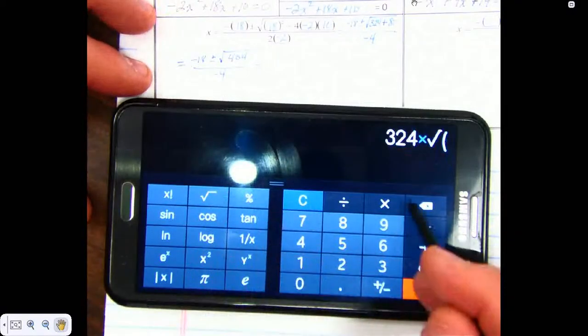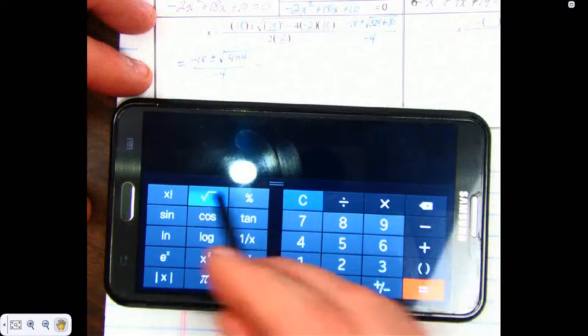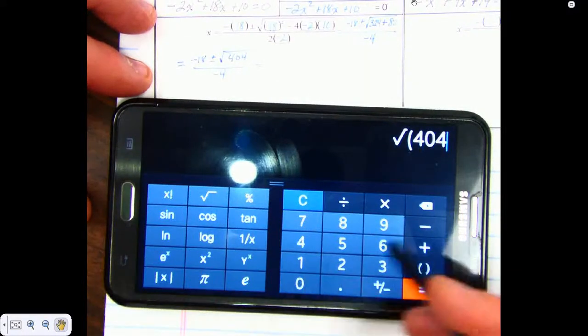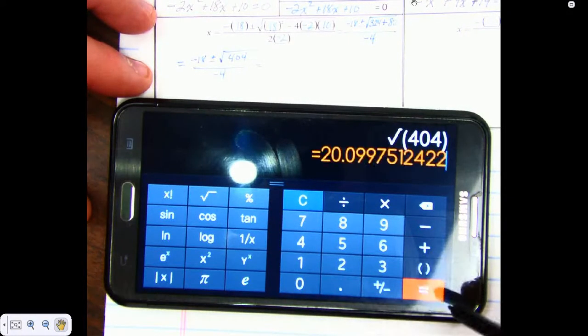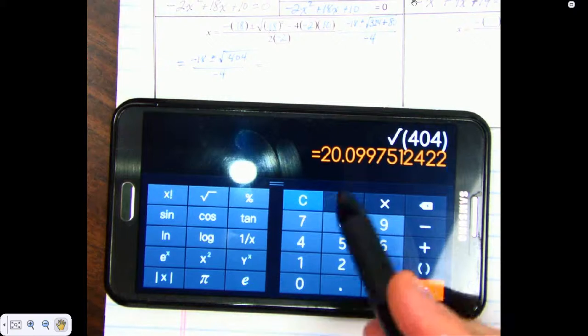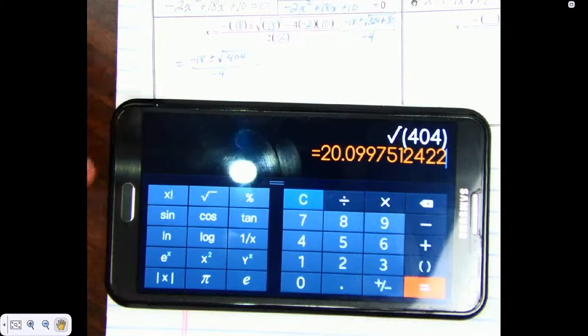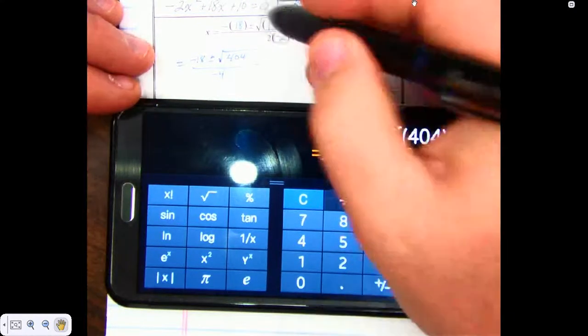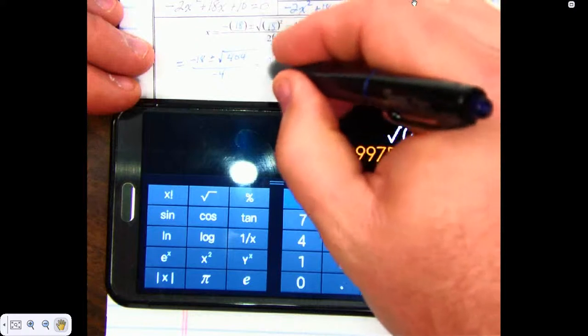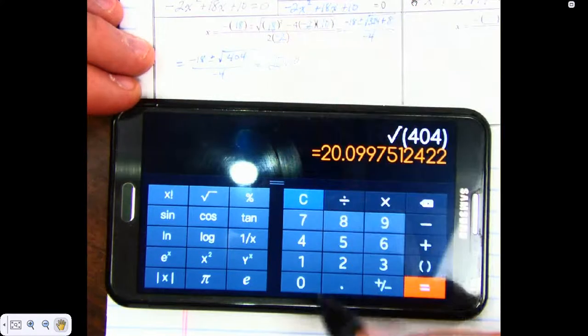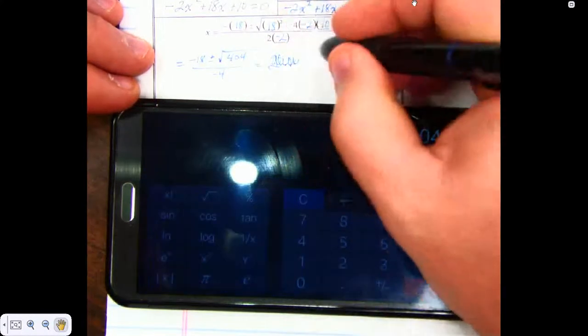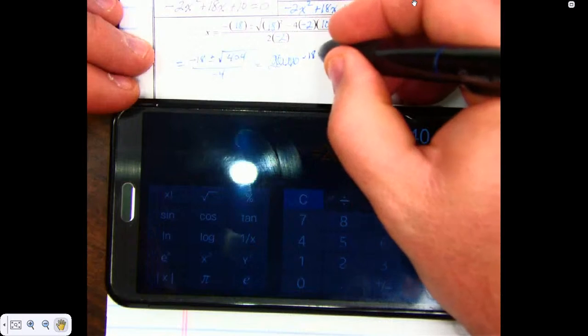Square root of what, guys? 404. That's going to be, when I round that up, 20.1, isn't it? Oh, that's not the whole thing. So it's -18 plus or minus.